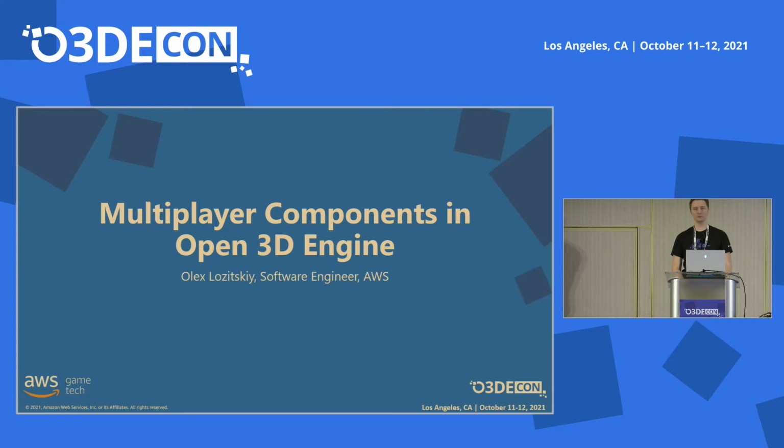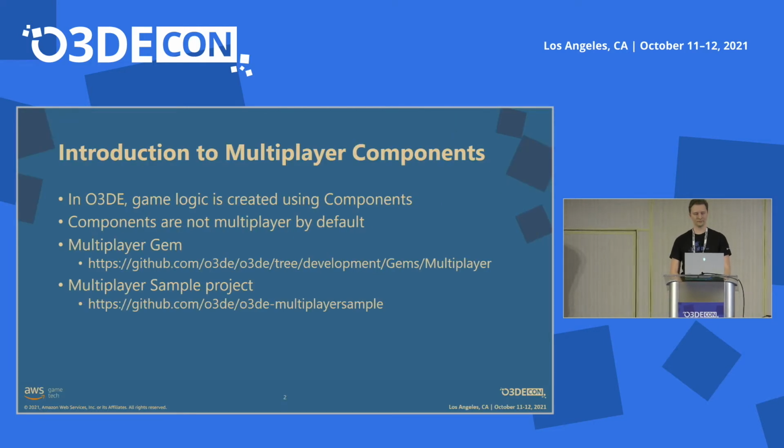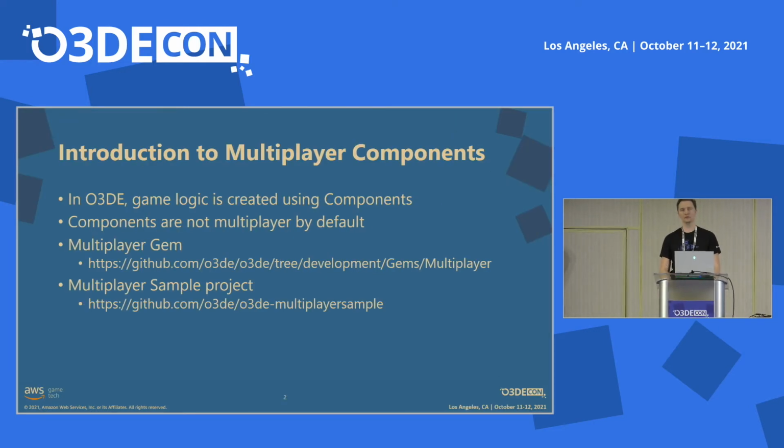And today we'll take a quick deep dive into multiplayer components and the basic elements involved in that. So let's get started. First, I assume you already know about O3DE components. But by default, components are not networked at all. It's something we have to do something additional for. For that, we've developed the multiplayer gem. And you can take a look at some of the basic existing examples inside the multiplayer sample project. My slide contains the GitHub links for that.